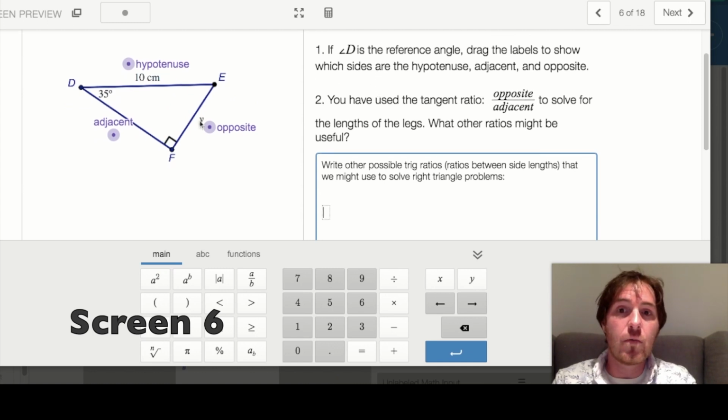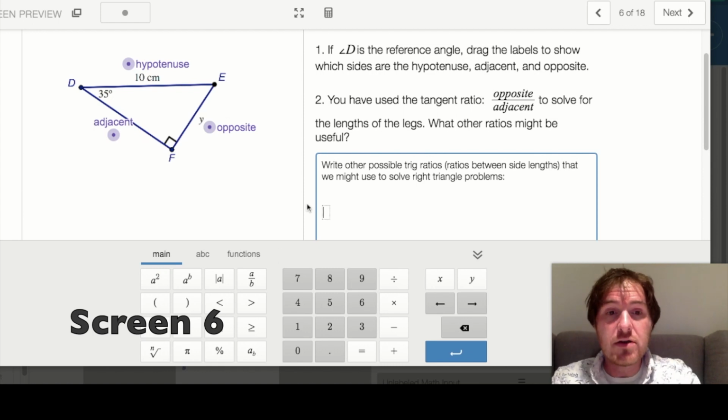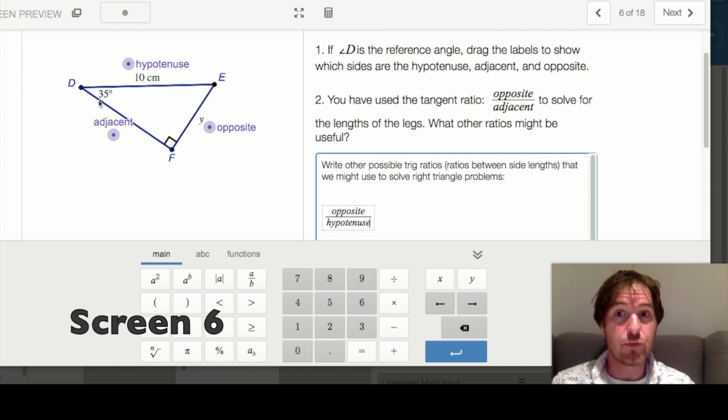What if I knew what the ratio would be between this length y here and this 10 centimeters? What if I knew the actual ratio of this side over that side? Would that have helped me solve this problem? Yeah, it totally would have. So if I knew what the opposite to hypotenuse ratio is in a particular right triangle with a particular reference angle, that could have helped me solve that problem, okay?